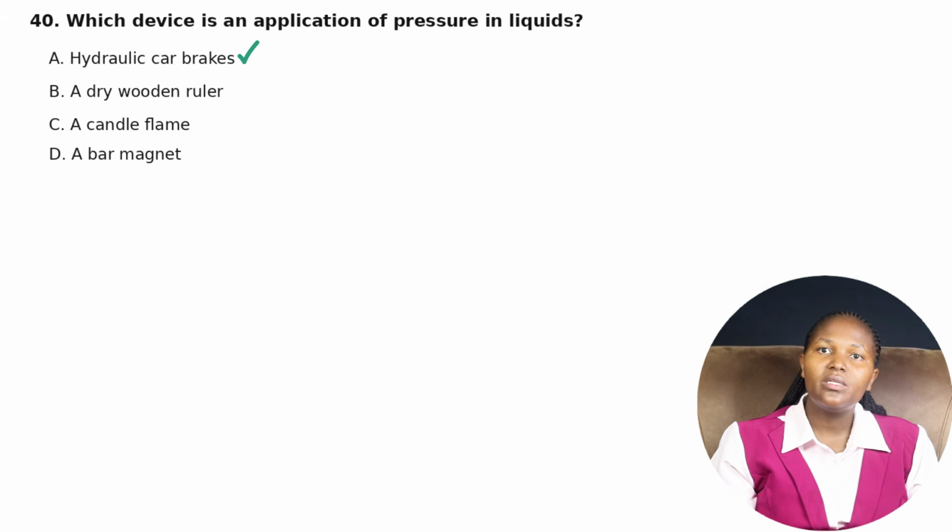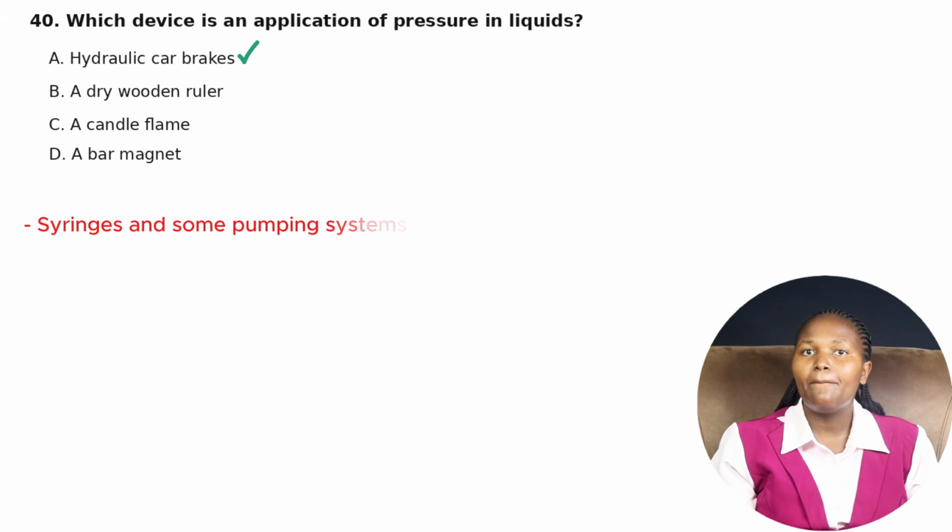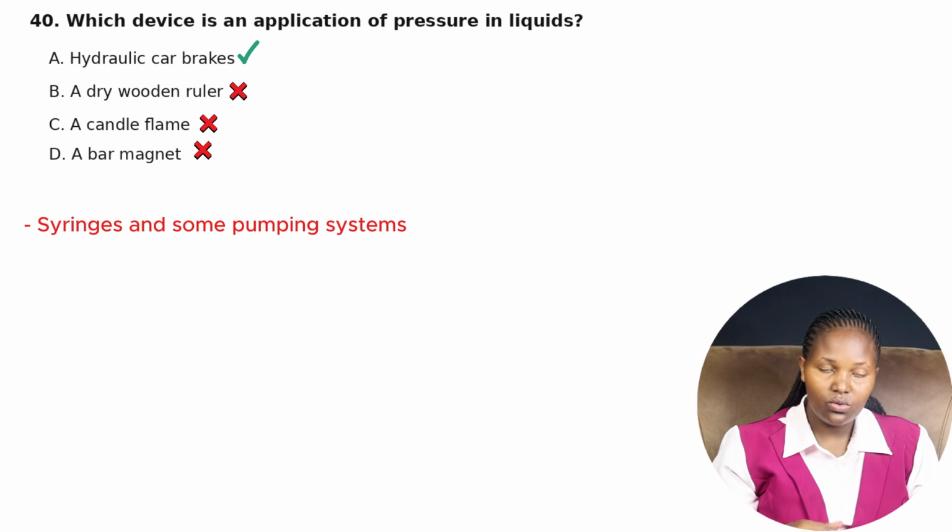Other examples from this topic include syringes and some pumping systems. A wooden ruler, candle flame, and bar magnet, you see, they do not demonstrate an application of pressure in liquids. Those other options are not correct. The broader lesson for you to remember is that pressure occurs in solids and liquids, and it can be useful when it is controlled properly.